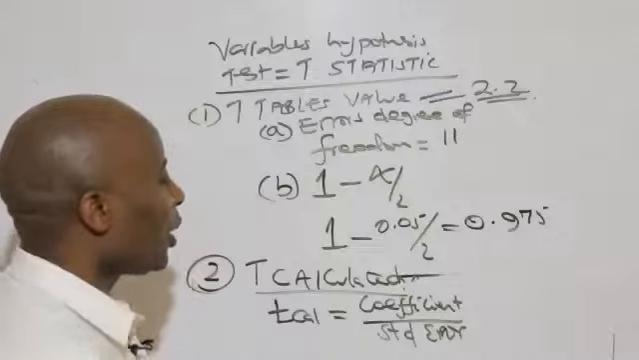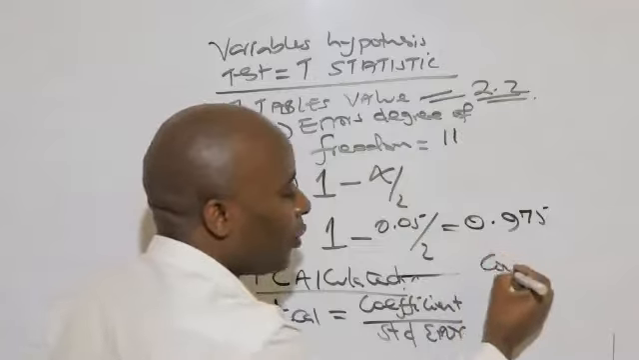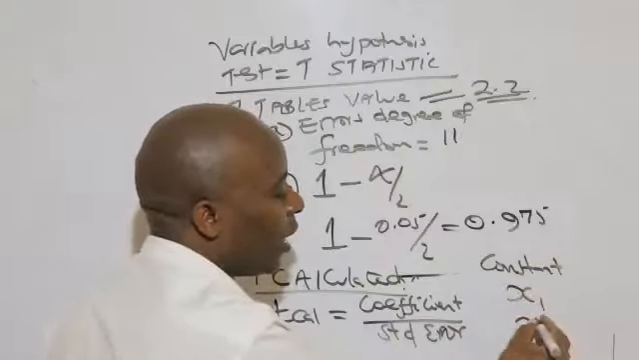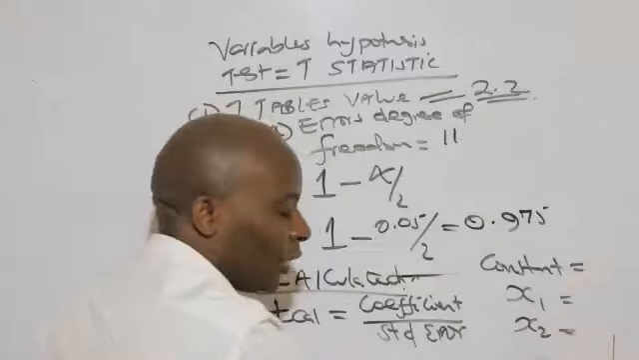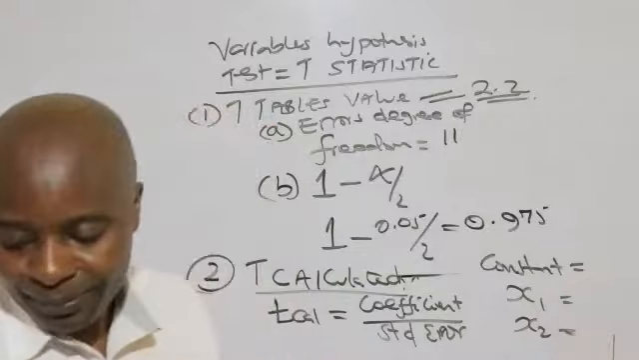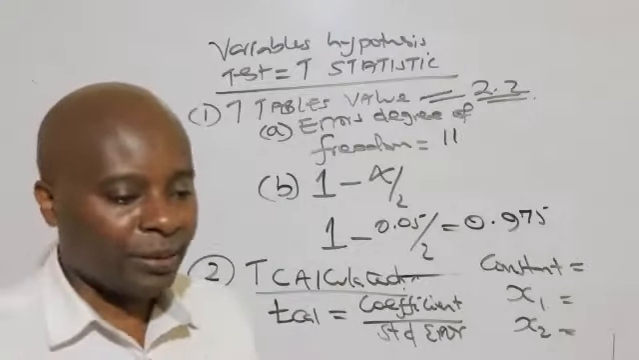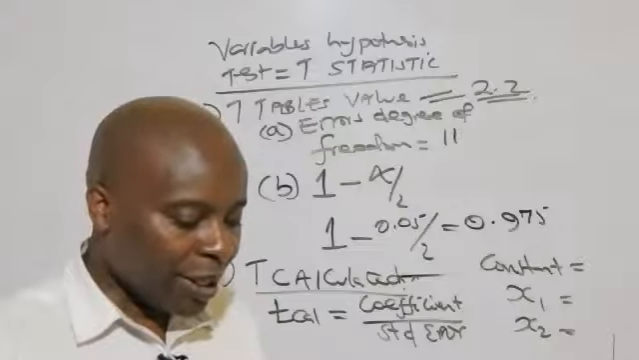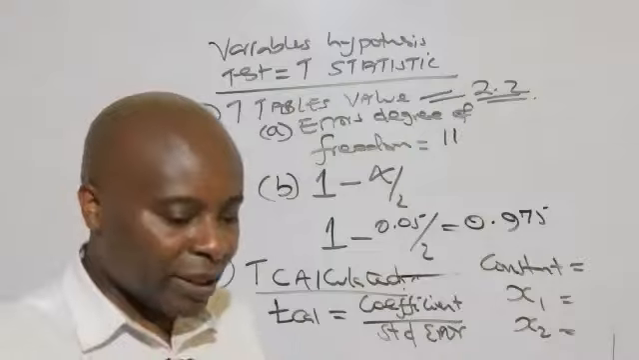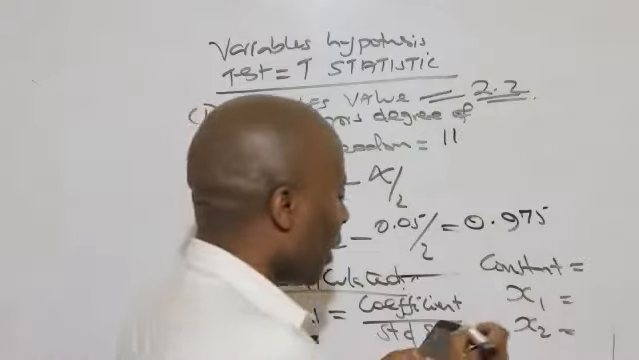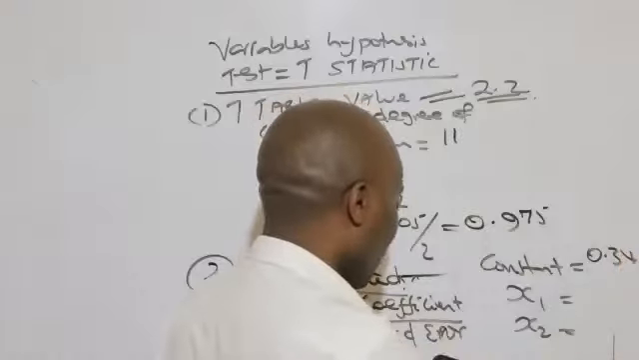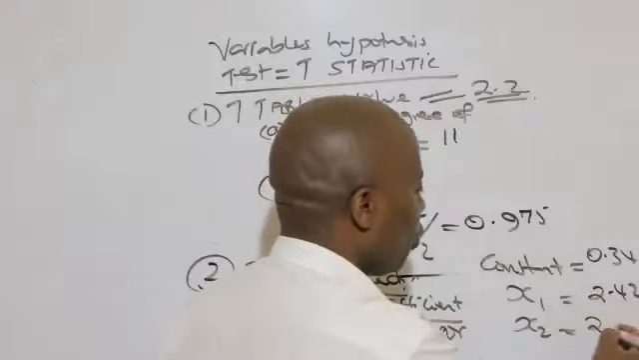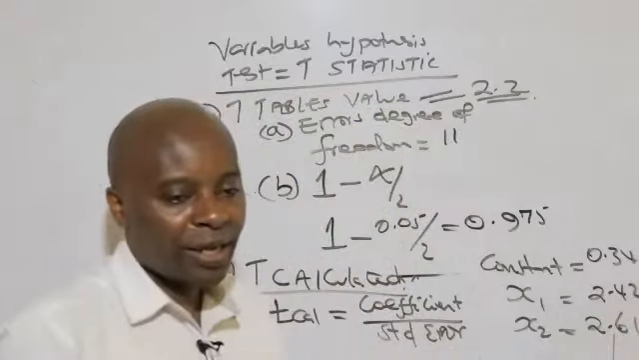Fortunately for us, ladies and gentlemen, we have all these T values being given to us. We have the constant, we have the T ratio for x1, and we have the T ratio for x2. We don't calculate them. We won't calculate them, ladies and gentlemen. We already have them. If you look at the parameter estimates table, the constant is 0.34. We have here 2.42, and then lastly we have 2.61.